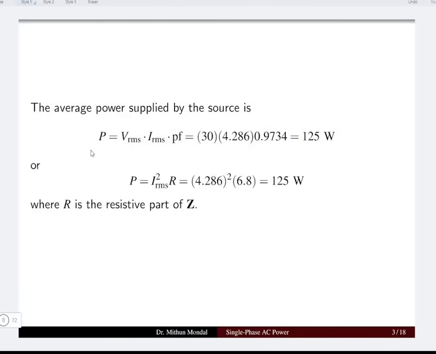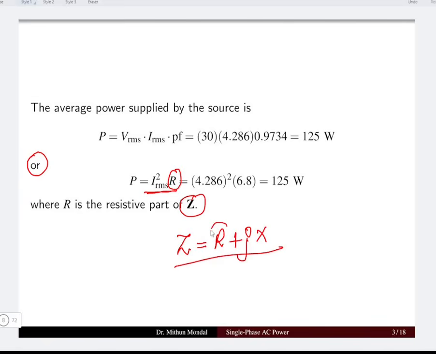The same quantity we can determine by another method, where the power can be determined directly from the current, that is I RMS squared times R. What is R? R is the resistance of the impedance part. The impedance is basically a complex quantity which has a resistive or real part plus j times some reactive part.